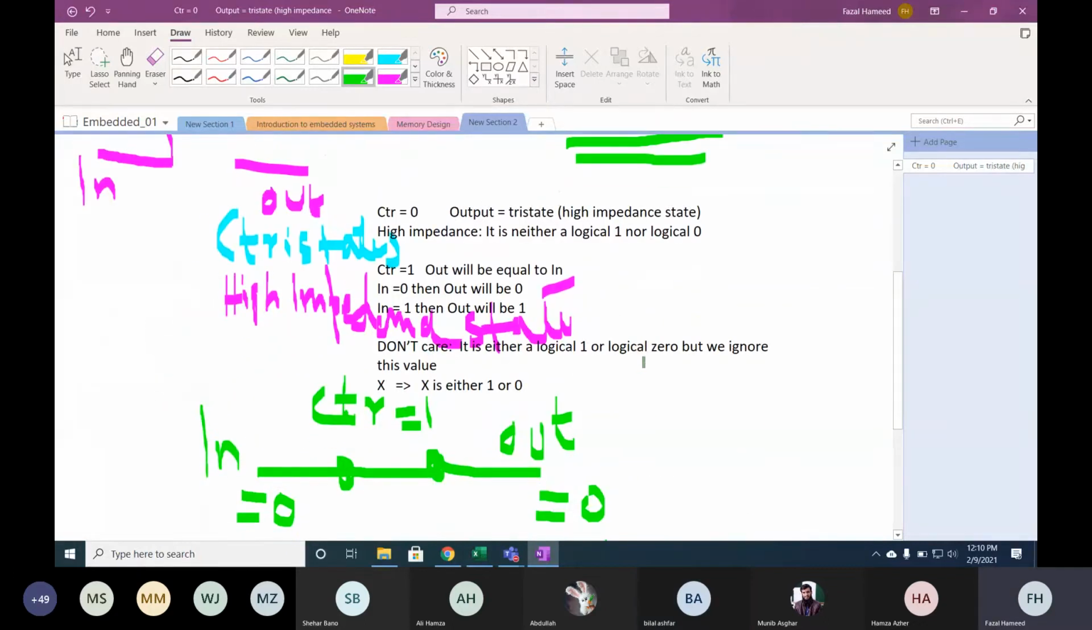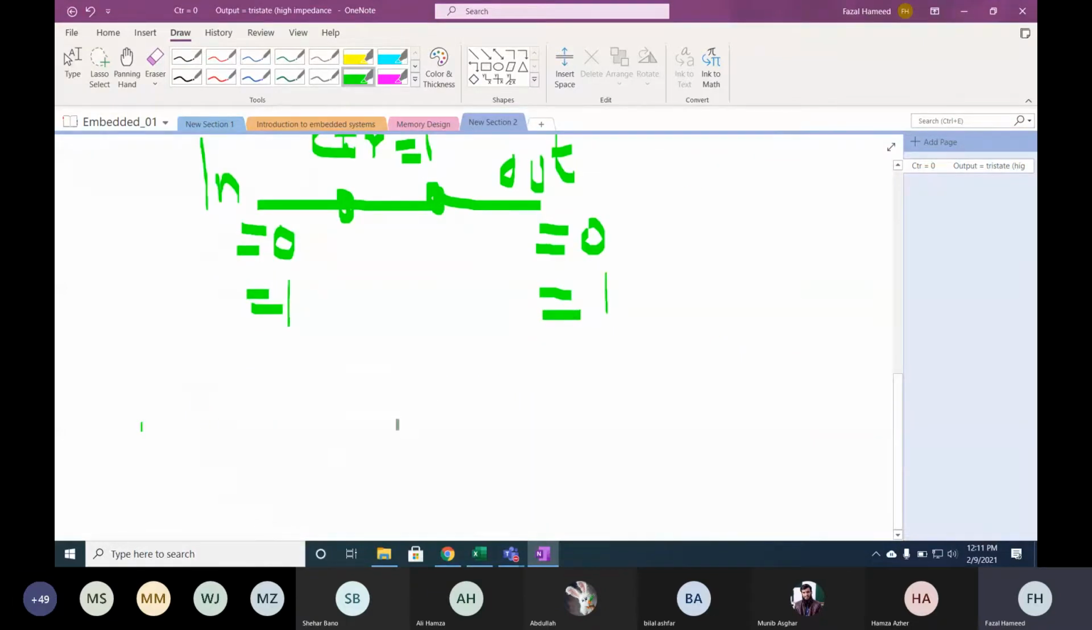Now we will also study in which scenario the tri-state buffer is used. The tri-state buffer is used to connect multiple devices to a single line. I will now explain this with an example.